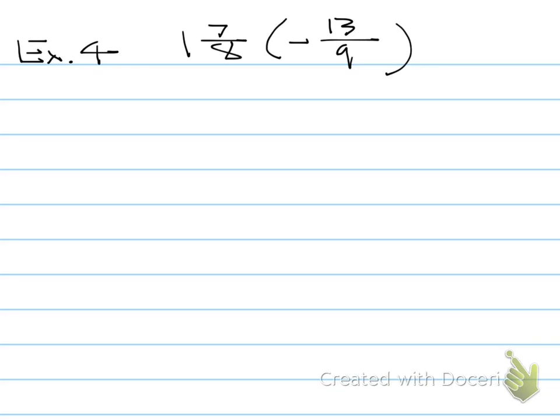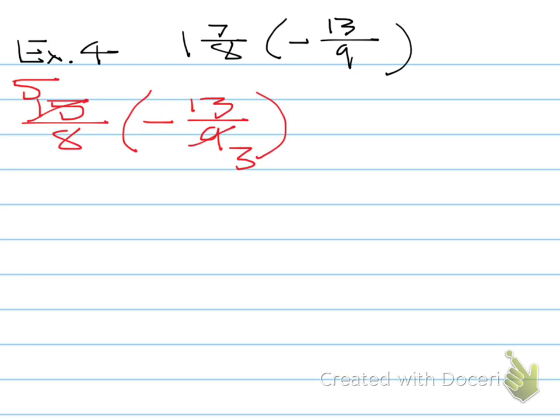And lastly, we've got a multiplication, multiplying two fractions. So we want to first change that mixed number to an improper fraction. 1 times 8 is 8, plus 7 is 15. So 1 7/8 is the same thing as 15 over 8, times negative 13 over 9. 15 and 9, we can divide 3 into both of those numbers. 3 goes into 15 5 times, 3 goes into 9 3 times. 5 times negative 13 is going to be negative 65. 8 times 3 is 24.